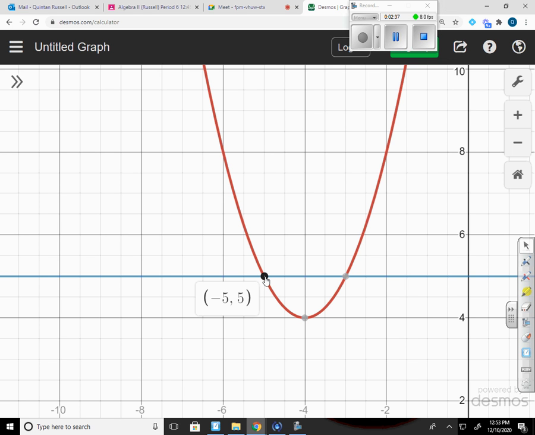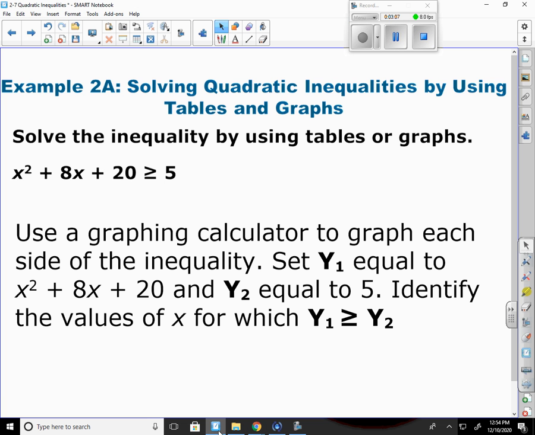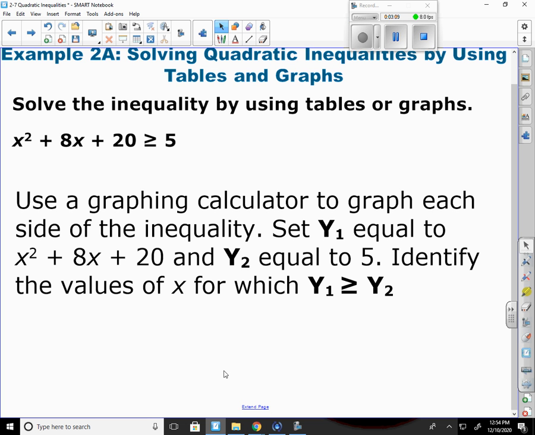If I click right in the intersection point of the two lines, I have -5 is my x value for this one, and -3 is my x value for this one. Between -5 and -3, my red is below the blue. So it's not greater than between those values. It is greater than from everything back here up to -5, and starting at -3 going on to infinity. So since it asked for us to solve this, that is our answer.